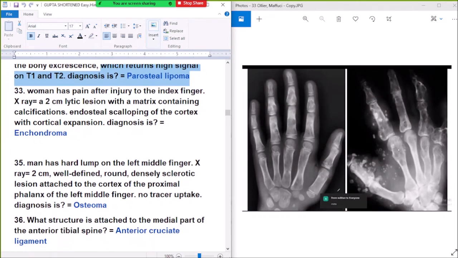Question number 33. A woman has pain after injury to the index finger. X-ray shows a 2 cm lucent lesion with a matrix containing calcification, endosteal scalloping of the cortex with cortical expansion, diagnosed enchondroma.